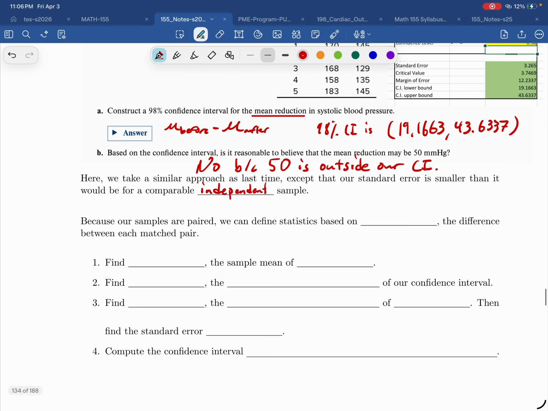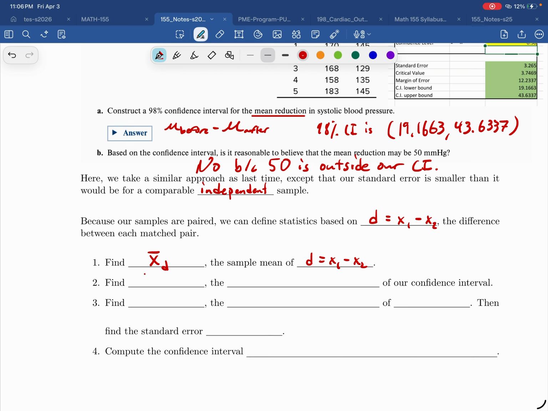because our samples are pairs, we can define statistics based on D, which is going to equal x1 minus x2. So what we're really interested in is finding x bar of D, the sample mean of D, which again equals x1 minus x2.